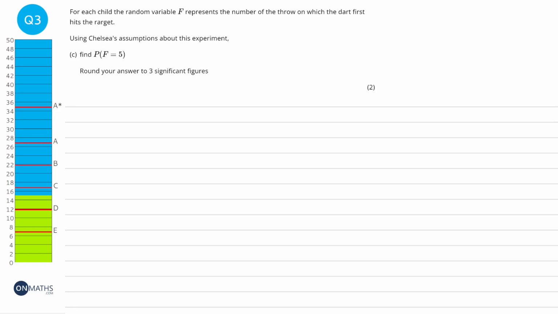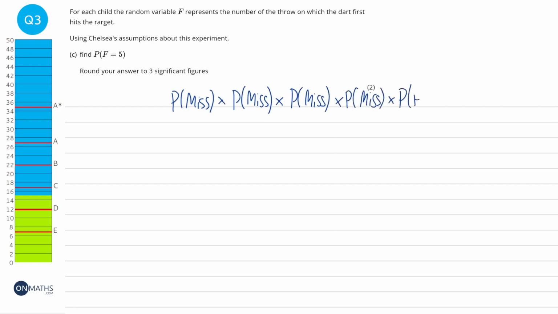So instead of them getting it for the first time on the 5th throw, we're going to say, well, they're going to miss the first one, and in probability that means times, miss the second one, and miss the third one, and miss the fourth one, and then hit the 5th one.